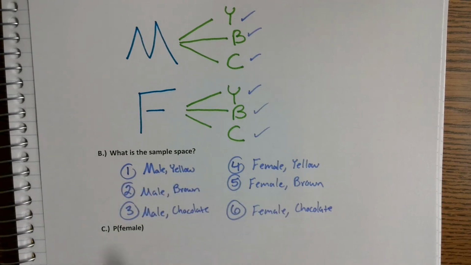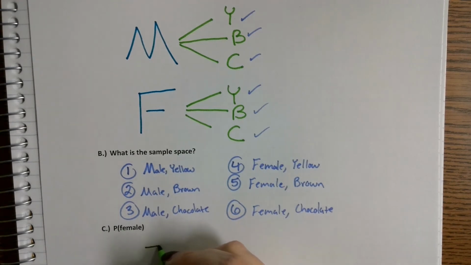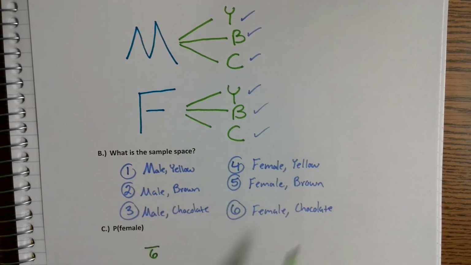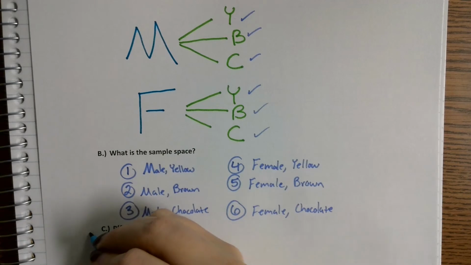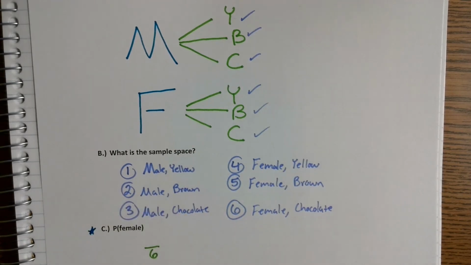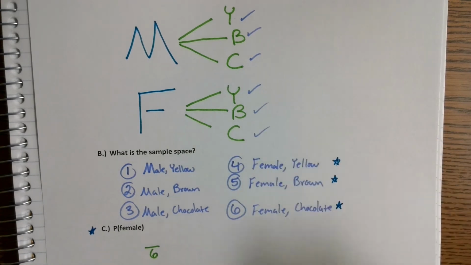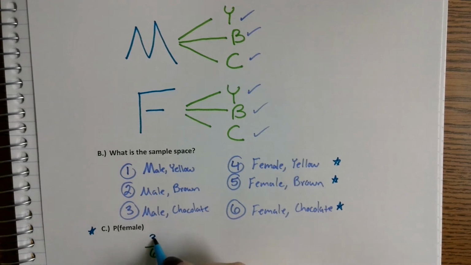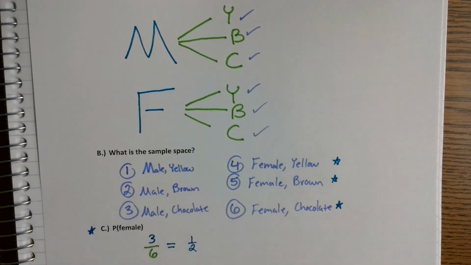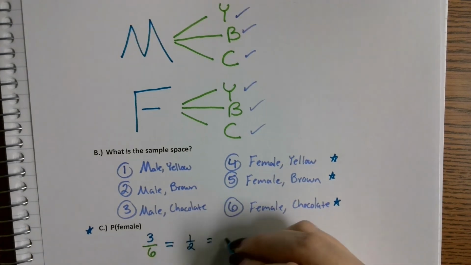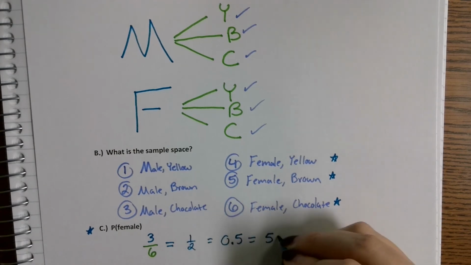So now let's look at the very first question. The probability of female occurring. So again, what is my total? 6. So my total is going to be 6. Now out of these 6 outcomes, how many of them, I'm going to star it for C, how many of them were female? 3 of them, right? Option 4, option 5, and option 6 were female. So that's 3 out of 6. Can we simplify it to what? 1/2. So we get half of the options are going to be female, or 0.5, or 50%.